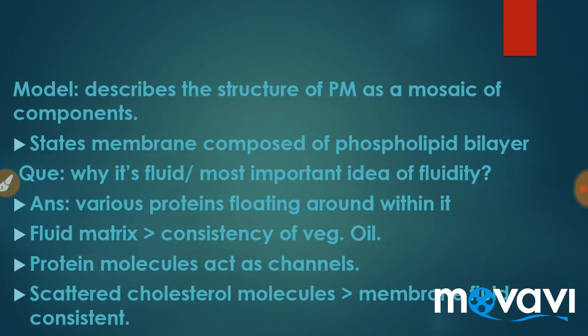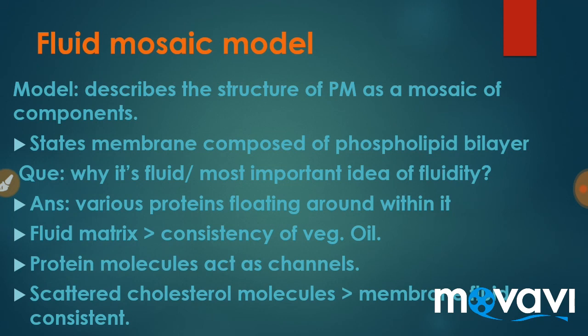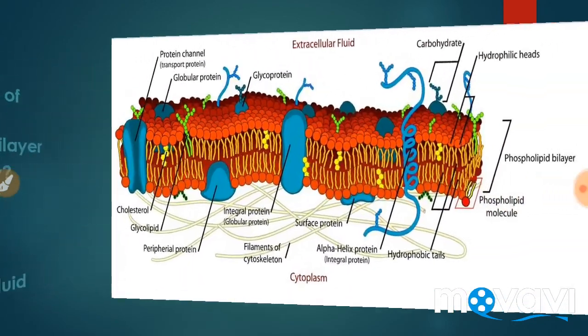This is about the fluid mosaic model. Before we understand it, let's split the term into fluid, mosaic and model. So what is this model about? It describes the structure of the plasma membrane as a mosaic of components. These components are the structural molecules which make up this layer, the plasma membrane. They are various components such as carbohydrates, proteins, glycoproteins, cholesterol, etc. You can see this in the diagram here.